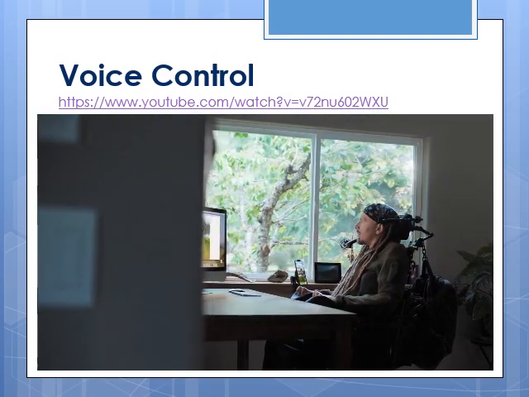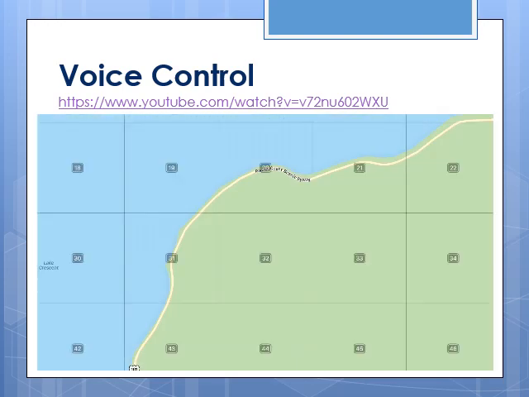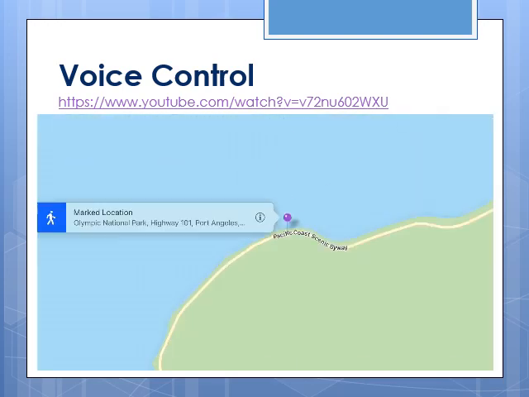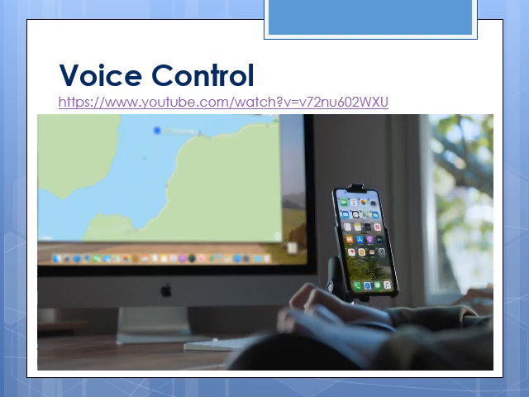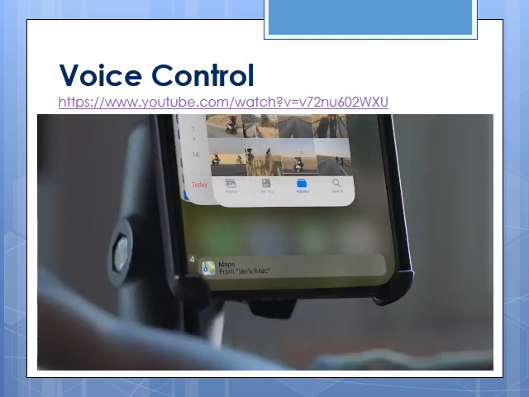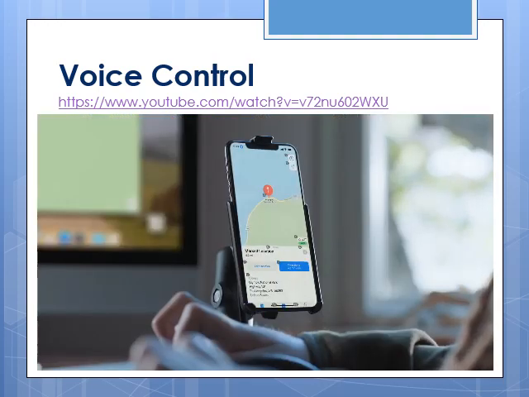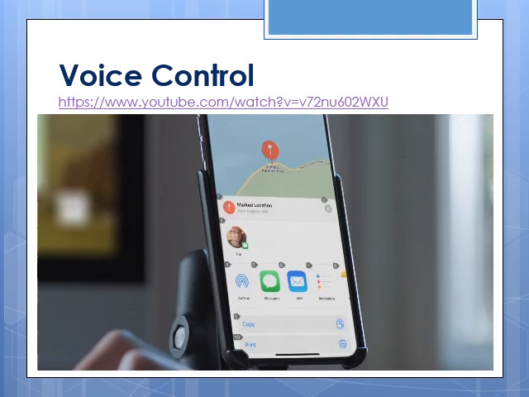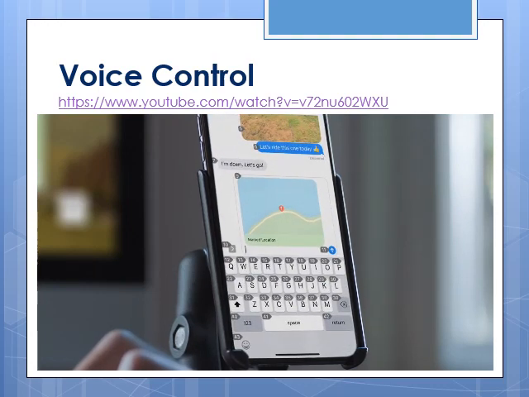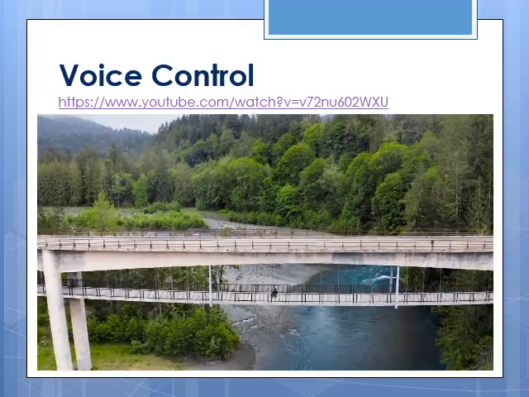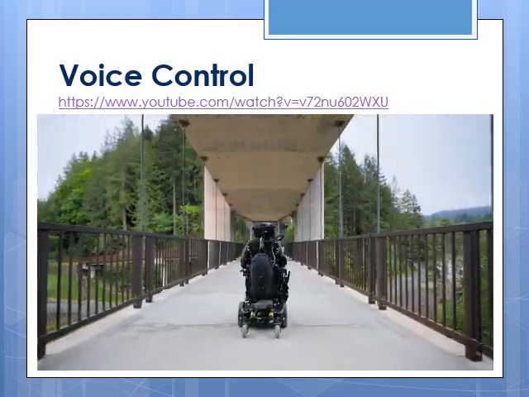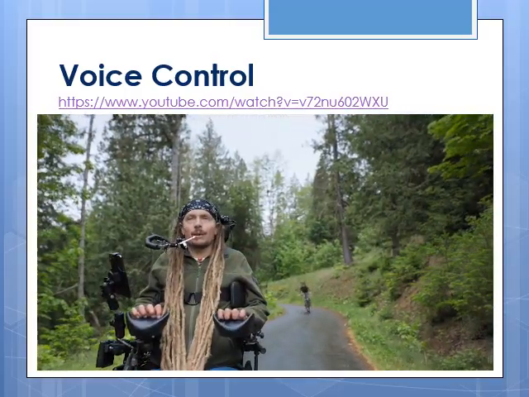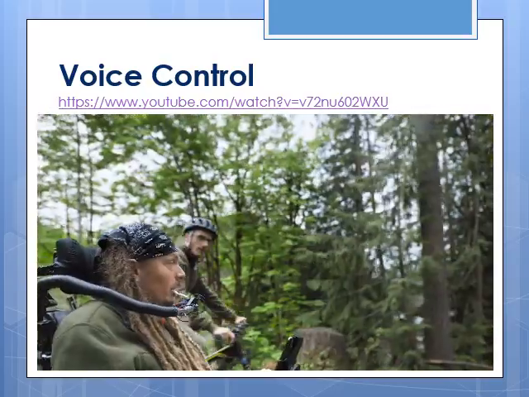Open maps. Show grid. Long press at 20. A marked location on the Pacific Coast Scenic Byway. Open app switcher. Ian's wheelchair-mounted iPhone. 4. Tap share. Tap Tim. Tap send. Now, Ian rides his motorized wheelchair across a pedestrian bridge over a blue river. Later, he uses a sip and puff controller to ride along a forest trail. Tim bikes up next to him.